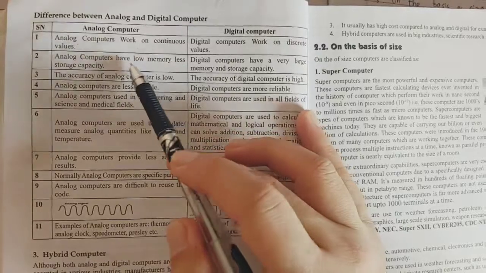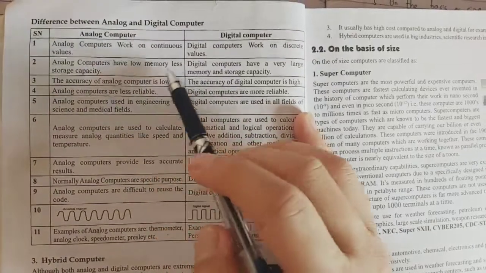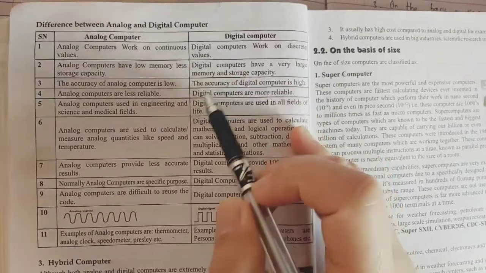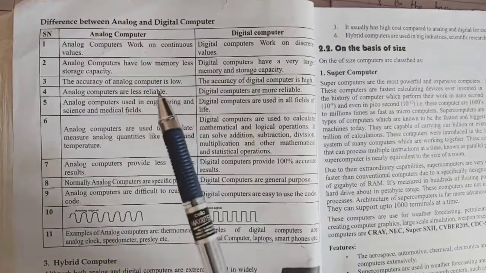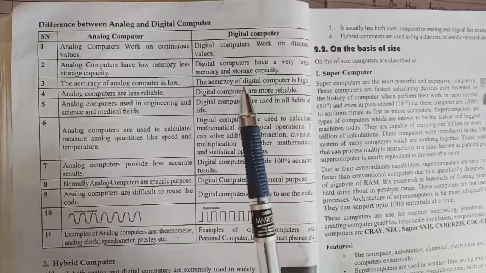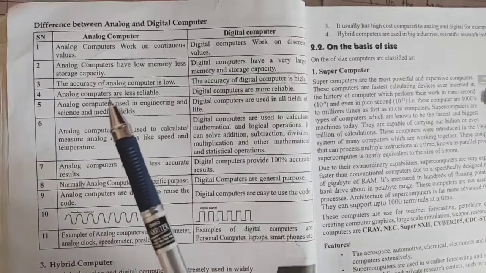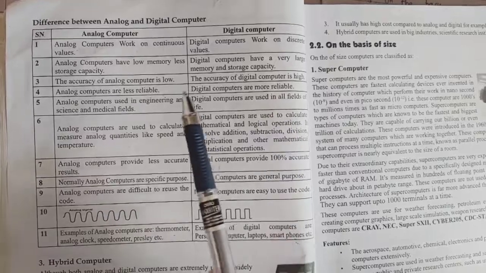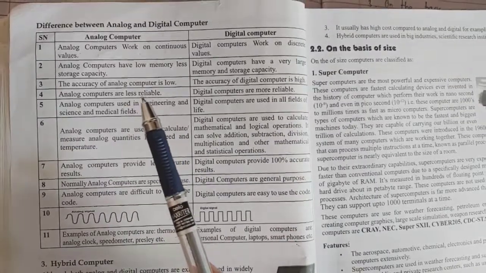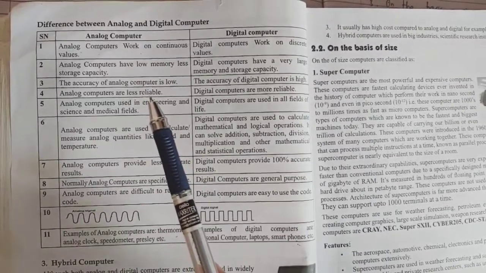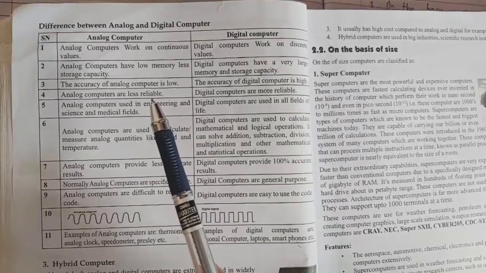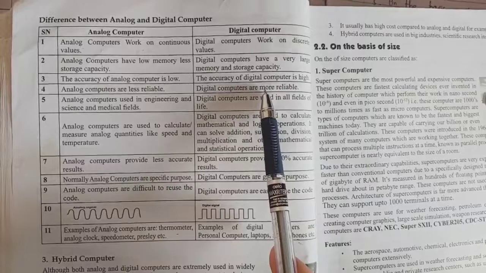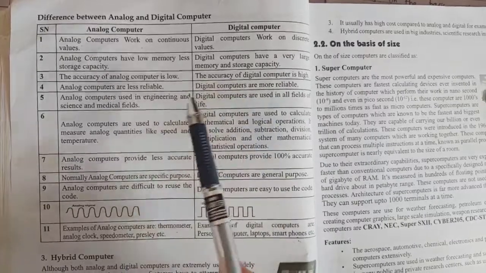Analog computers have low memory, less storage capacity. Digital computers have a very large memory and storage capacity. The accuracy of analog computers is low. The accuracy of digital computers is high. Analog computers are less reliable. Digital computers are more reliable. Less reliable means it does not give accurate data, so it is not reliable. Digital computers give more accurate data, so most people use digital computers.